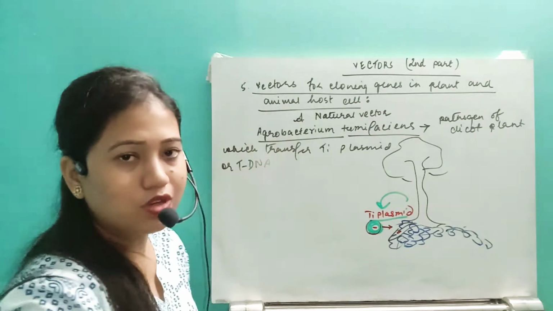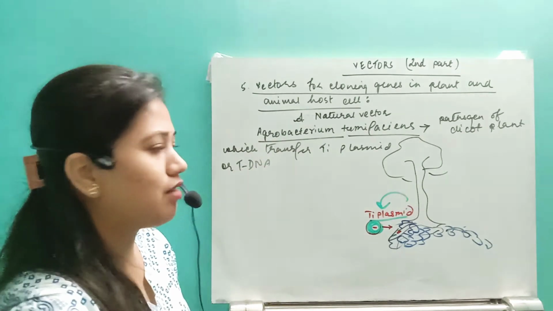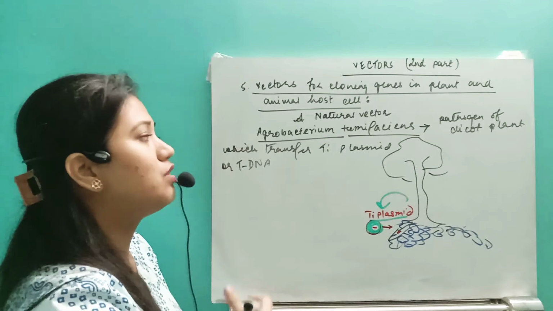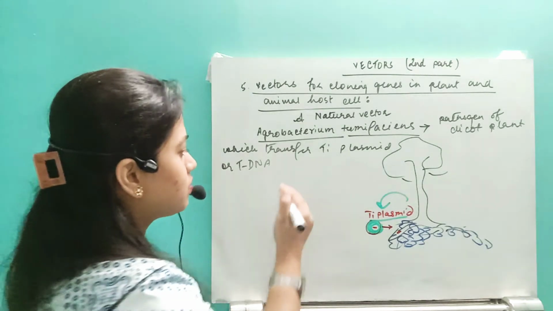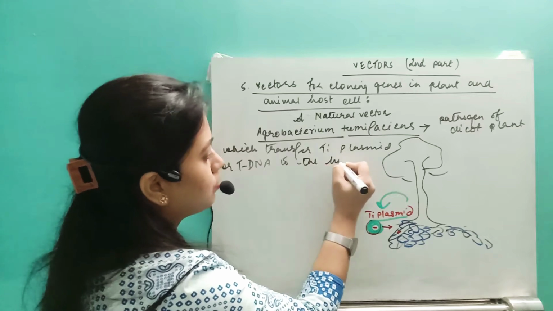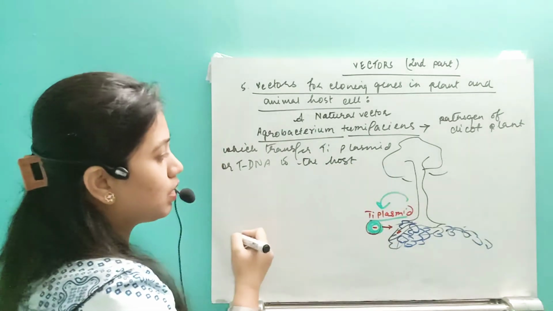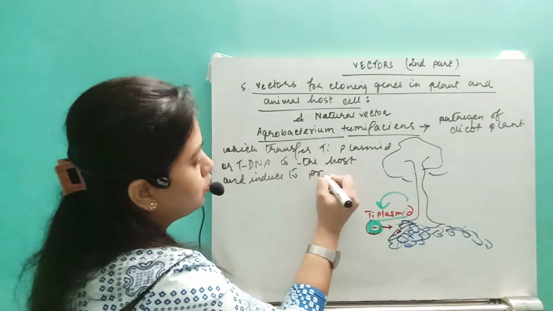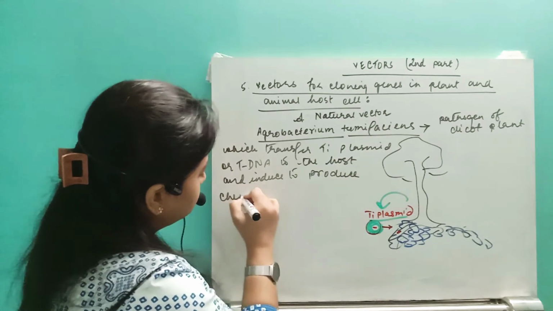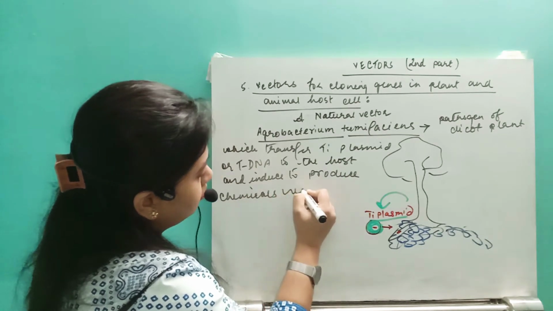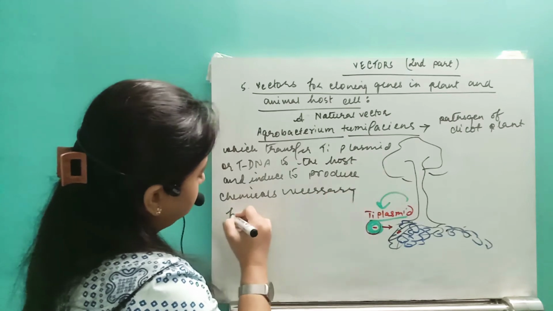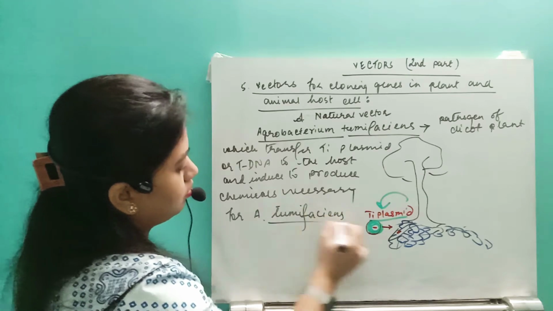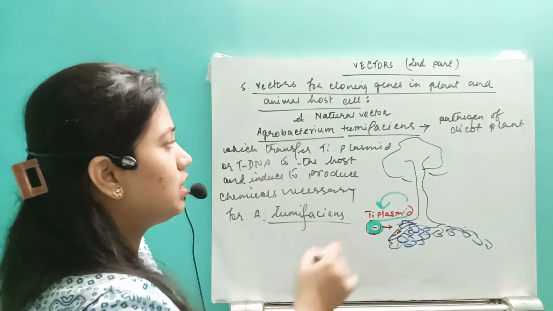What does T stand for? T for tumor and I for inducing. So the tumor inducing plasmid is able to naturally transfer from the Agrobacterium tumefaciens body to the host. The host will develop a tumor and be induced to produce chemicals necessary for Agrobacterium tumefaciens. That will be the characteristic.